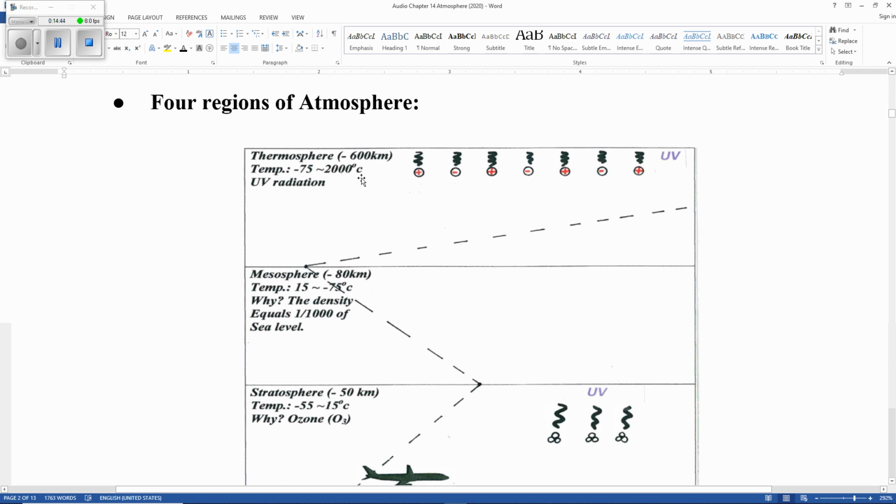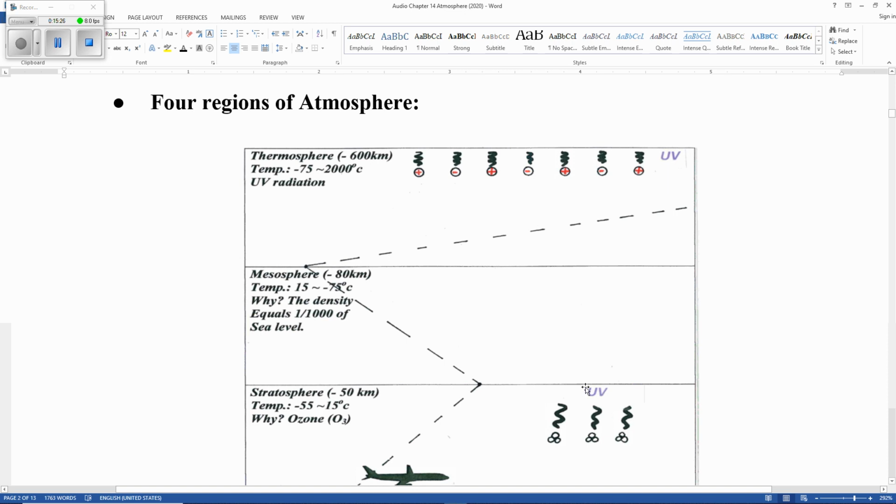But when we say 2,000 degrees here, we only mean the molecules go very, very fast. Remember the temperature and kinetic energy of molecules are related. Higher temperature means more kinetic energy, or means molecules move very fast. So there are not many molecules, but they're moving very, very fast. Why? Because they absorb energy from the sun's radiation, ultraviolet.